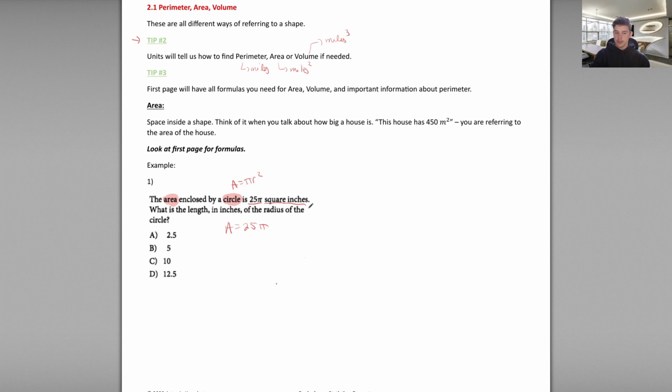Look, square inches. So even if they didn't say if it was an area, we would know just by the units. What's the length in inches of the radius of the circle? So we want to find the radius. In every geometry question, we might have the radius and try to find the area, or have the area and try to find the radius. Both of them are pretty easy to do. It's just setting up the equation. We know the area is pi r squared, right? So pi r squared equals 25 pi.